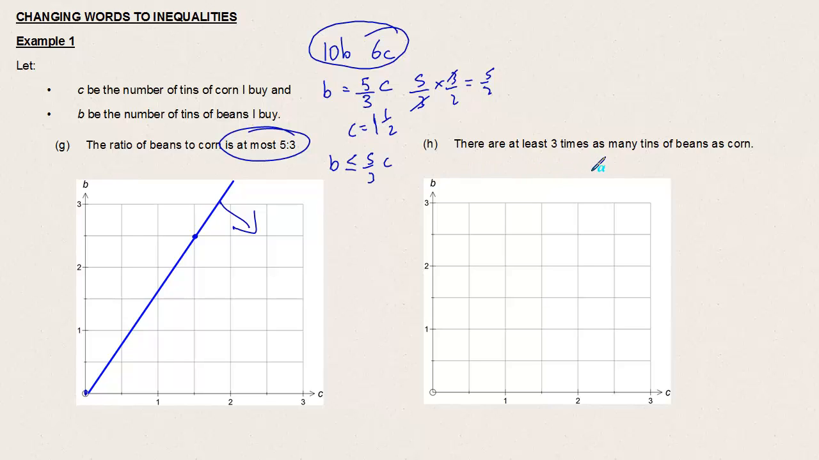There are at least 3 times as many tins of beans as corn. It's just a different way of expressing one we had earlier. So if we take corn, 3 times the amount of corn, so B needs to be equal to that, or it says at least, so greater than or equal to 3C. So if we do the line, that's going to go like that, and at least 3 times the beans, so we could have more beans than 3 times C, so that's up in that direction.